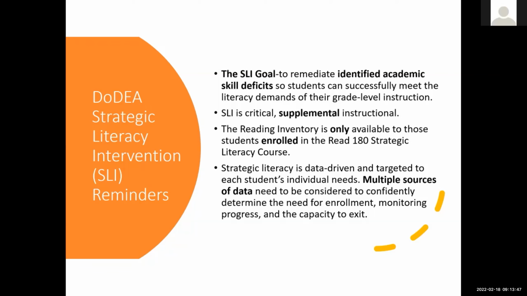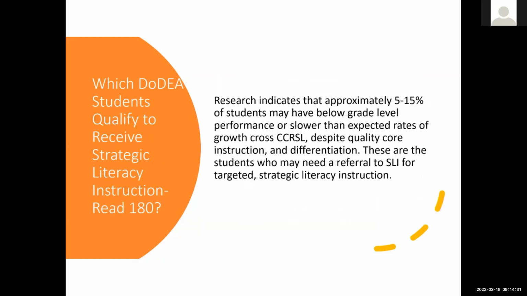And in terms of reading inventory, that should only be available to those students enrolled in that Read 180 strategic literacy course. Reading inventory is a really good measure to think about identifying students' individual needs and identifying students for that intervention program. However, multiple sources of data should really be considered to confidently determine that need for enrollment, monitoring progress, and the capacity to exit. We certainly do always encourage multiple data sources, multiple measures when we're making those placement and exiting decisions. And reading inventory can certainly provide good data to support that.